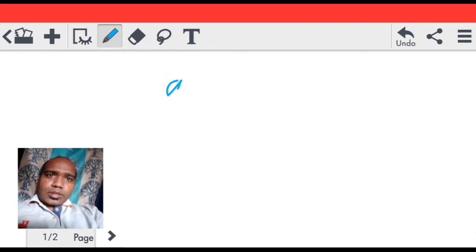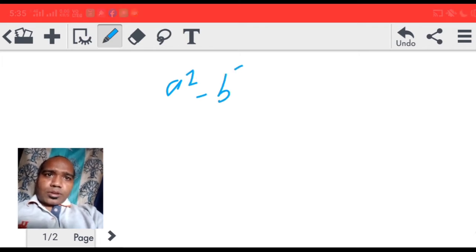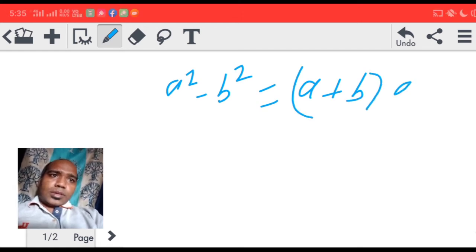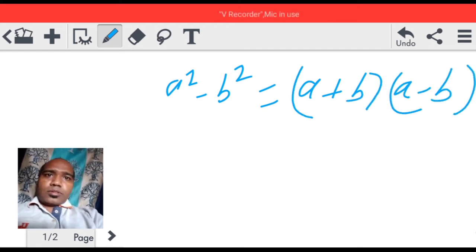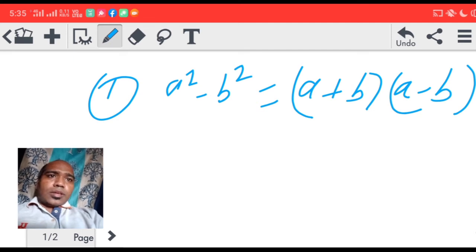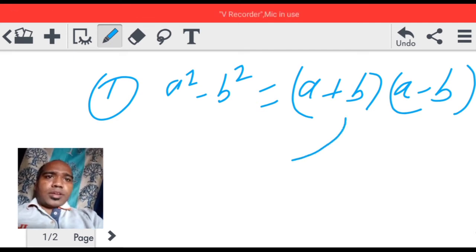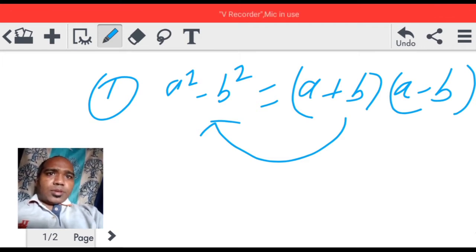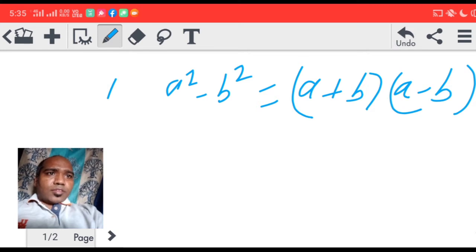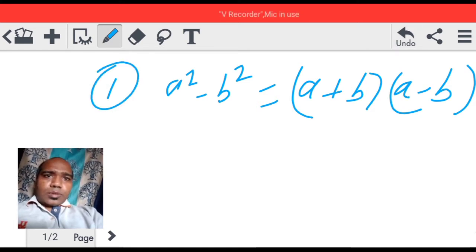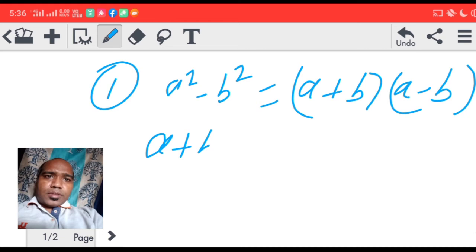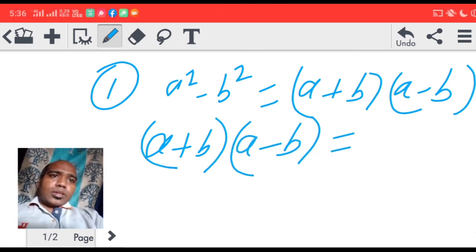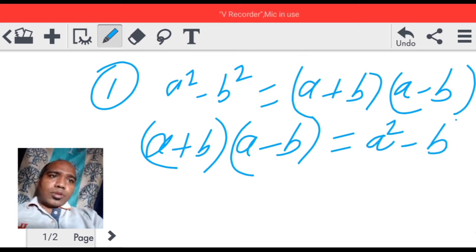What are those? a square minus b square is equal to what? a plus b into a minus b. Okay, this is the first formula. In reverse also you can write: a plus b into a minus b is equal to a square minus b square. Got it? So in reverse you can write the same thing: a plus b into a minus b is equal to a square minus b square.